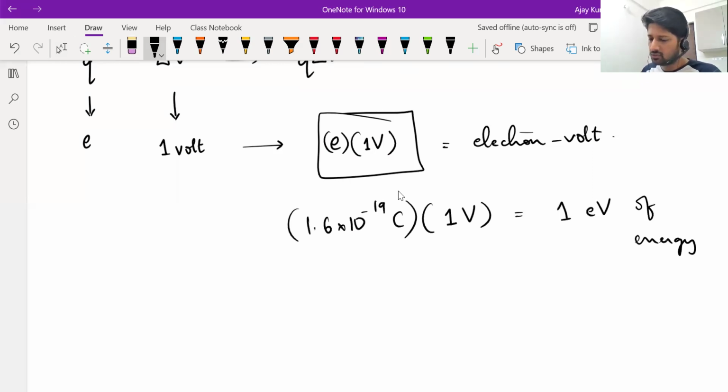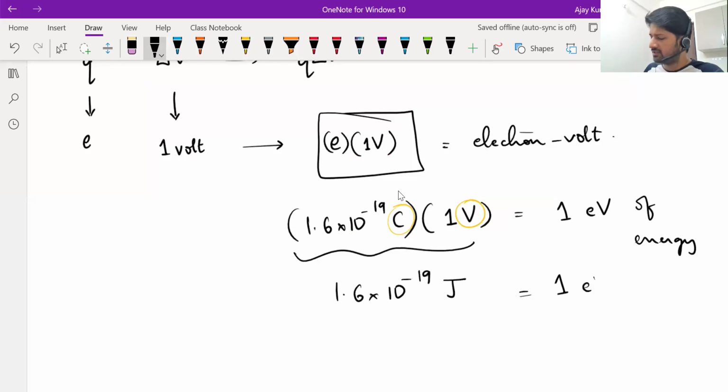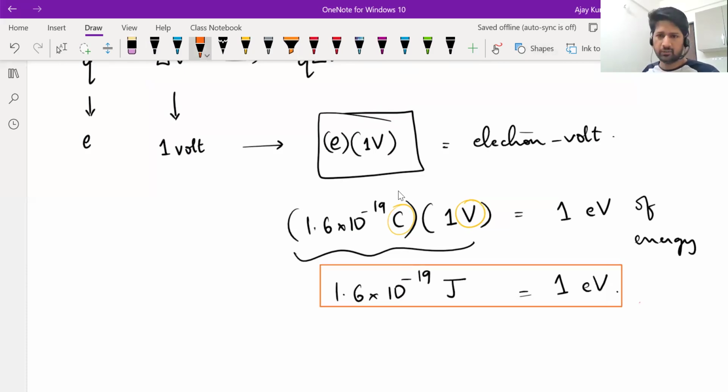And you can convert it to joules also. 1 coulomb into 1 volt is basically 1 joule. So you can say that the left hand side of this expression, 1.6 into 10 power minus 19 coulomb into volt, is 1.6 into 10 power minus 19 joules. That is 1 electron volt of energy. Okay, you need to remember this, it is very useful. Remember the definition, you can derive this whenever you need. Charge of an electron multiplied with 1 volt is what you call 1 electron volt of energy. And you can see it's a very small amount of energy, 1.6 into 10 power minus 19 joules.